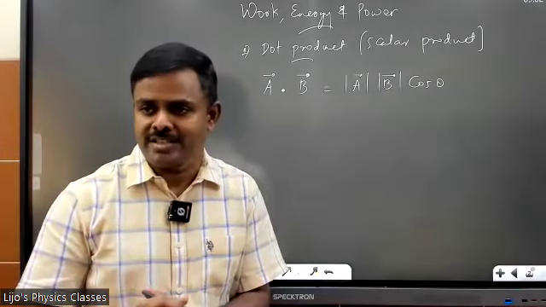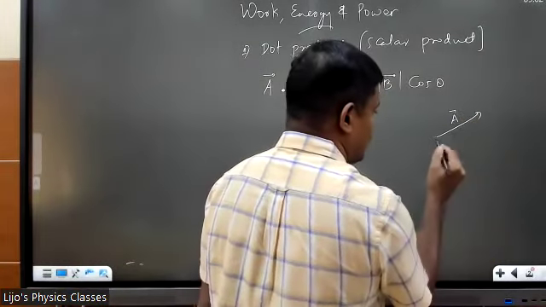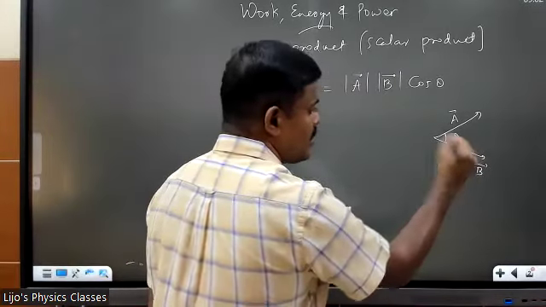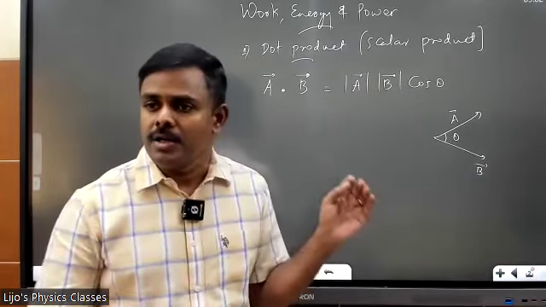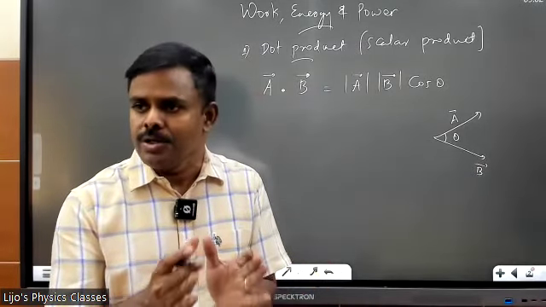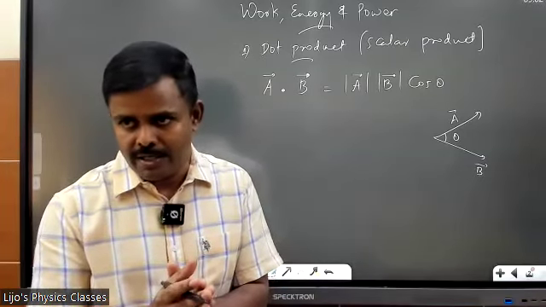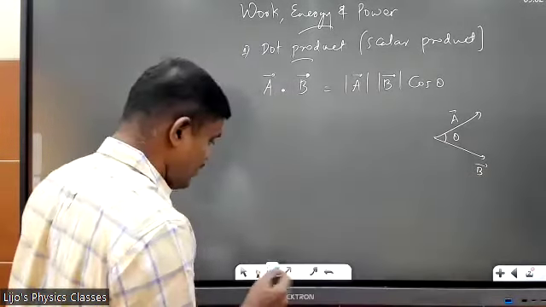I'll tell you how to find it. If this is vector A and this is vector B, what is theta? The angle between them is called theta. So the definition of the dot product is: modulus of the first vector into modulus of the second vector into cos of the angle between the vectors. But we won't be using this formula quite often. Instead, we have a technique.